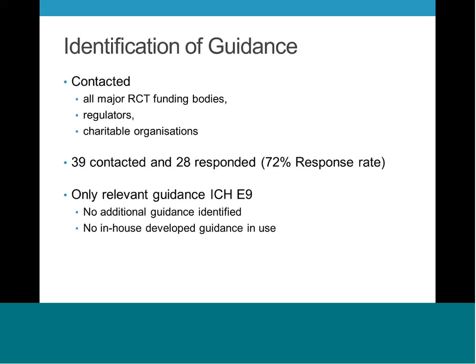So that was the rationale behind doing the project. In order to produce a guidance document, we started the project by trying to identify what guidance or recommendations are available to use when writing SAPs. So we contacted all major RCT funding bodies, regulators and charitable organisations and asked, what guidance or recommendations do you refer to when writing a SAP? We contacted 39 organisations and received a response from 28. The results indicated that the only relevant guidance that was used was ICH-E9, and there was no additional guidance identified and no in-house developed guidance in use either.